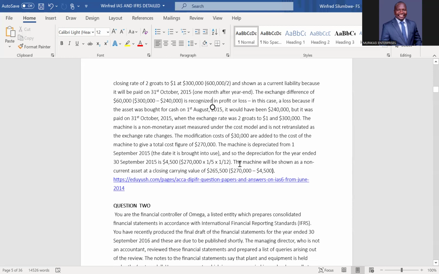The machine is depreciated from September, the date it is brought into use. Very, very important. At what point do you begin to depreciate the machine? Not the date of purchase. Not the date you are making a payment, but the date when it is brought into use. That's why such information was very important. So it was brought into use on 1st September.